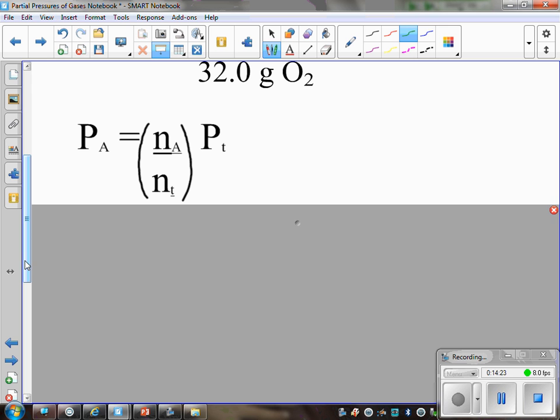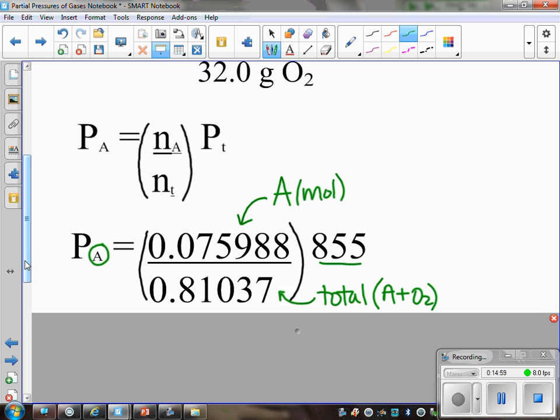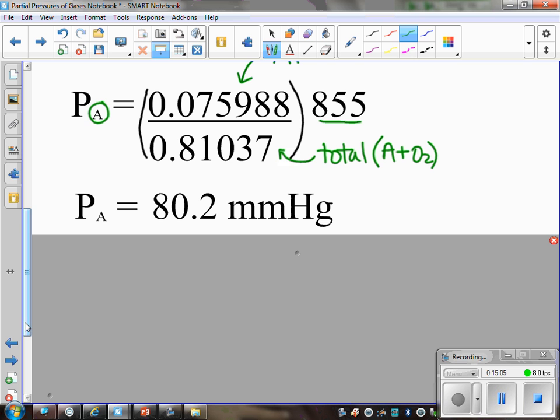Now, once you have your equation written, you're going to plug into your equation. So remember, this was the moles of the individual gas. So in this problem, they asked us to figure out the partial pressure of each gas. So I started with calculating the partial pressure of my A. You can see I have it labeled here as A. So I'm trying to figure out what A's pressure is. So that was the moles of A. Now down here was total moles. And the way you get total moles was by adding the moles of A plus the moles of O2. And that gave us this 0.81 number. And then over here, 855 came from the total pressure that was told to me in the problem. Now I'm going to divide all of that in my calculator, and I find out that the pressure of A is 80.2 millimeters of mercury.